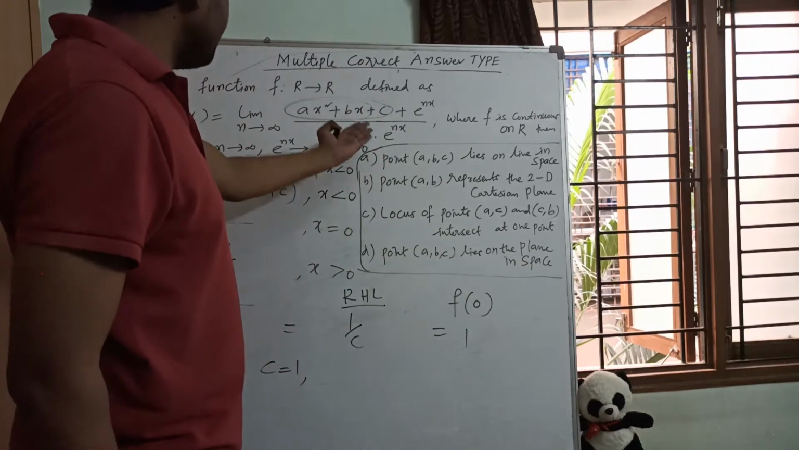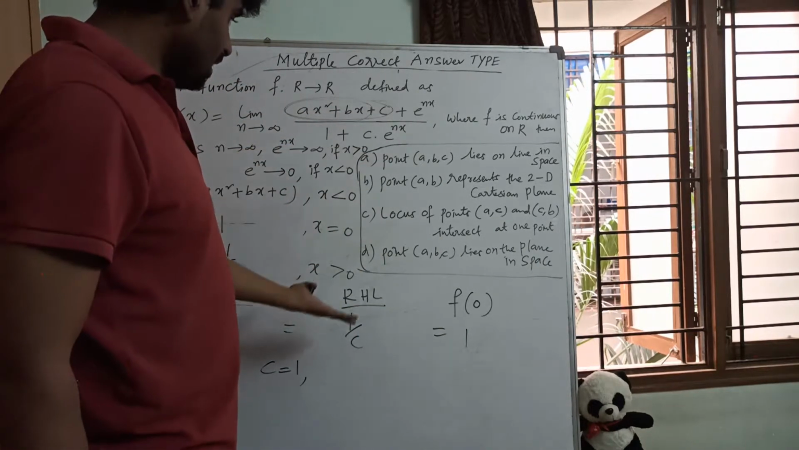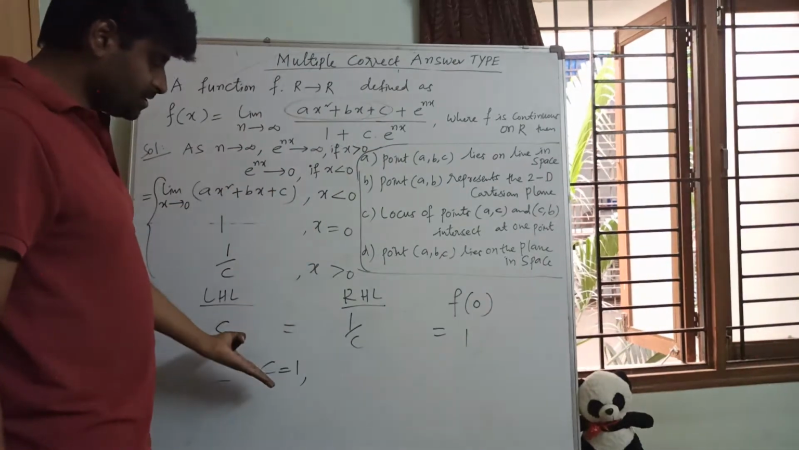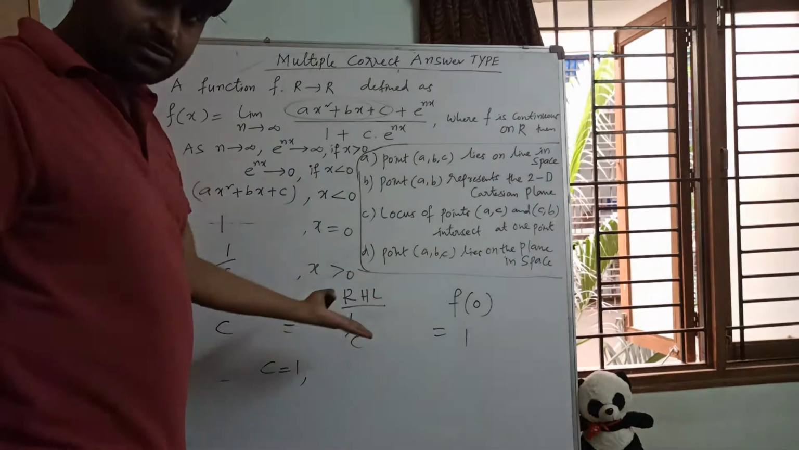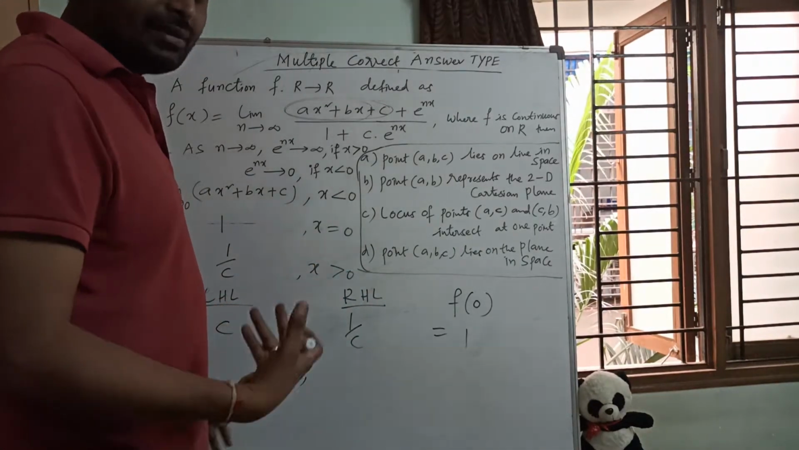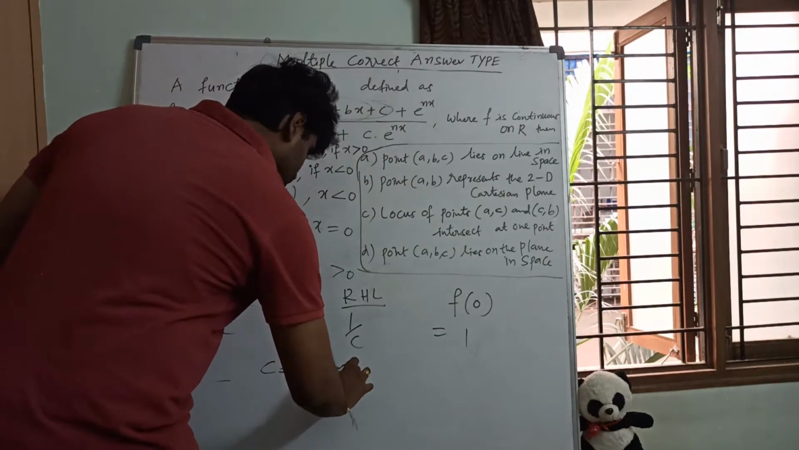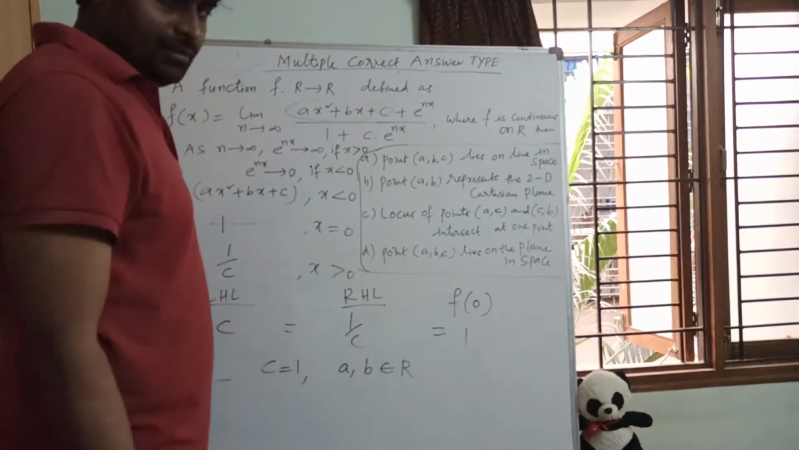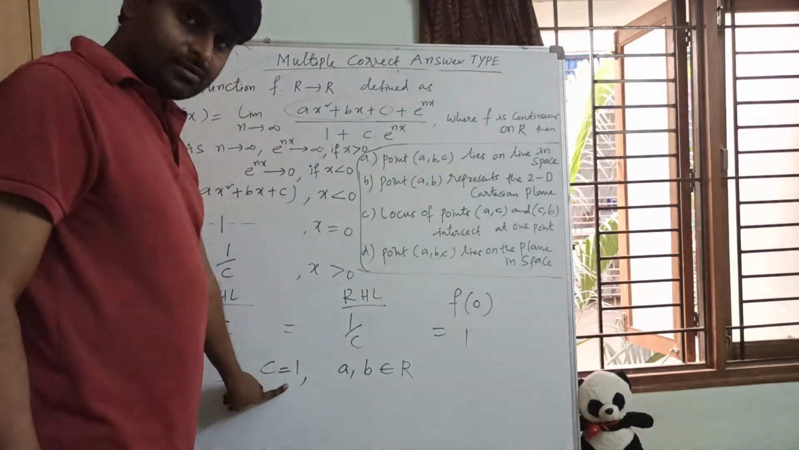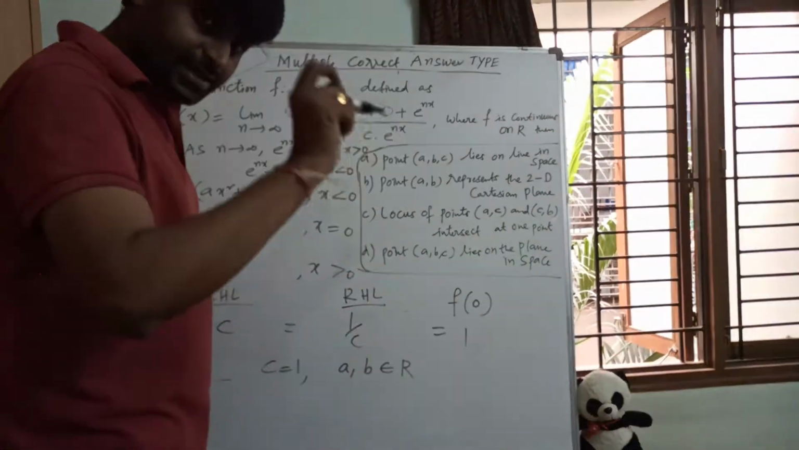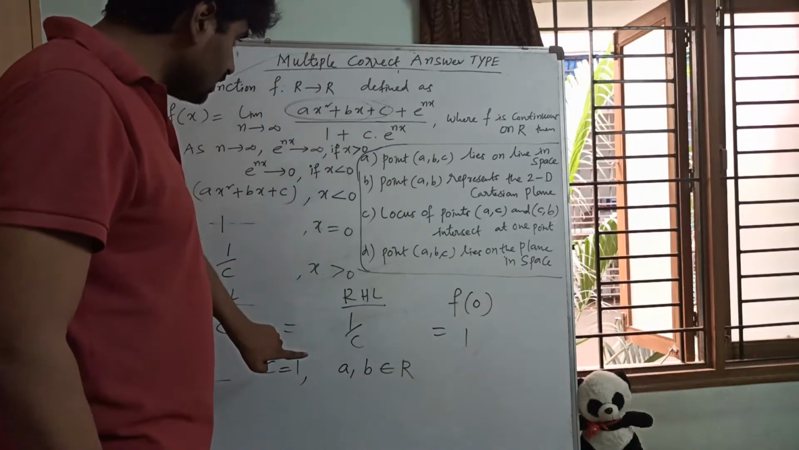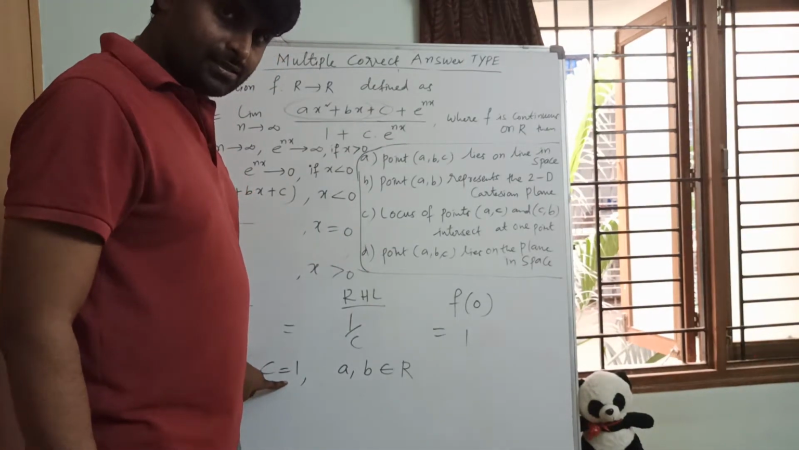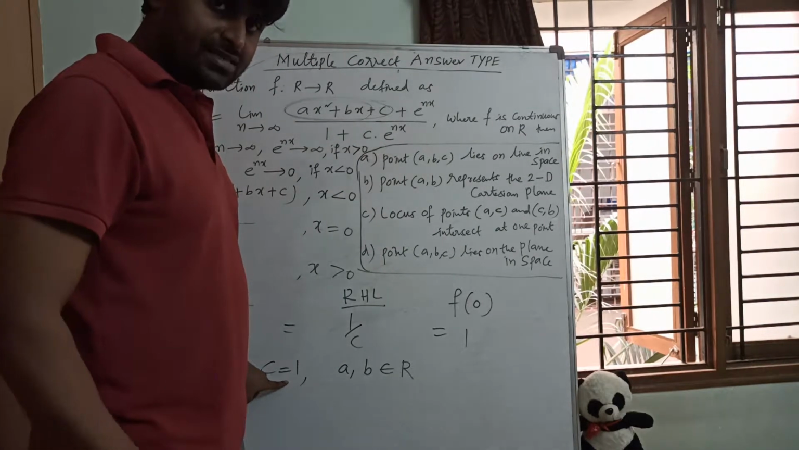And what about a, b constants? a, b don't depend on this expression. There are no a, b values left. So a, b values can be any real numbers. There is no condition for a, b. c is 1, so c is constant. Whenever c is constant, that represents a straight line or a plane, ax plus by plus c, where c is a constant.